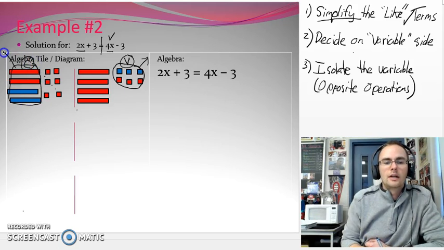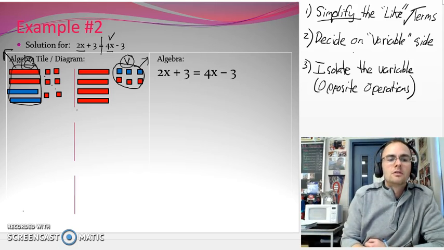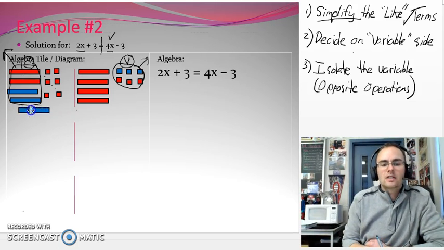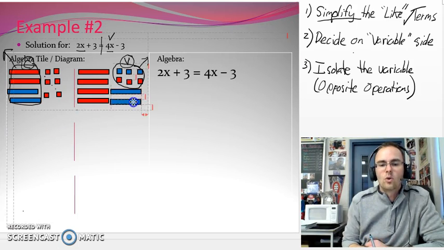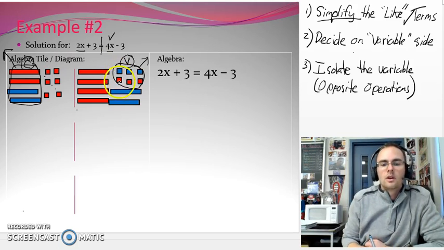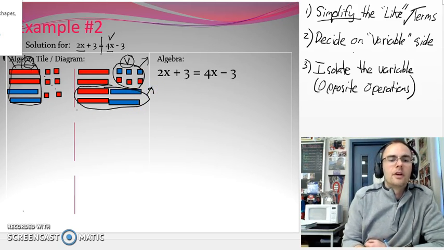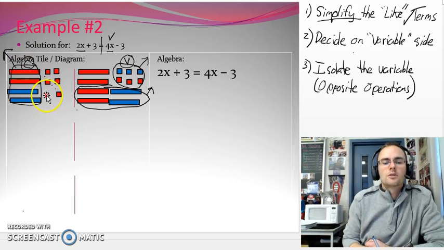So I take out those, but again, because I added two negative x tiles, I have to add two negative x tiles over here as well to maintain balance. And I will get rid of those. Those become 0 pairs. And now I'm left with a very cool situation. I'm just going to bring these down here into my next section.